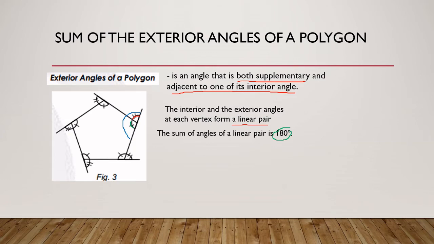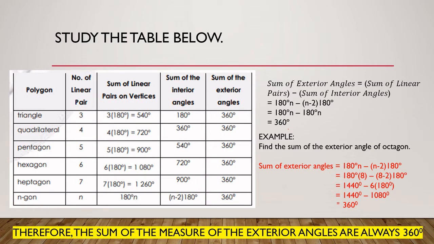Okay? Now, here is a table showing the sum of the exterior angles. We also have here the sum of linear pairs, which depends on the number of sides of the polygon. We have also here the sum of linear pairs on vertices and the sum of the interior angles. Okay? So, let's say for example, a triangle. A triangle has 3 sides. So, we can form 3 linear pairs.